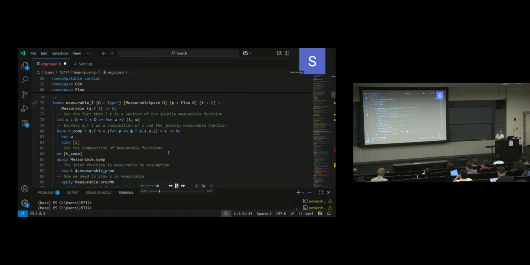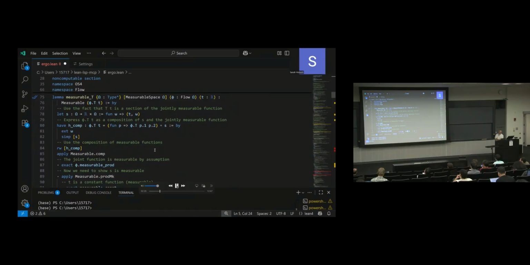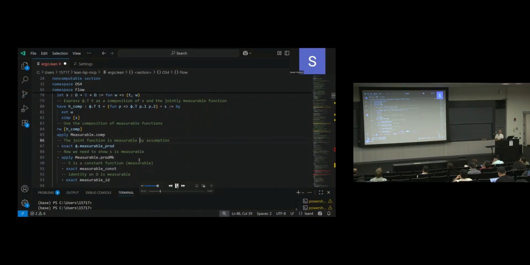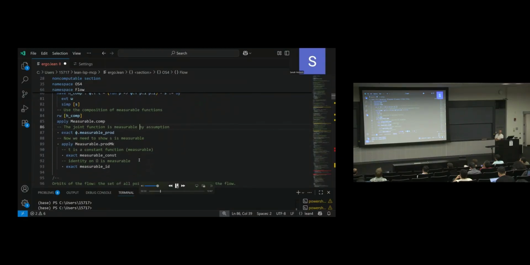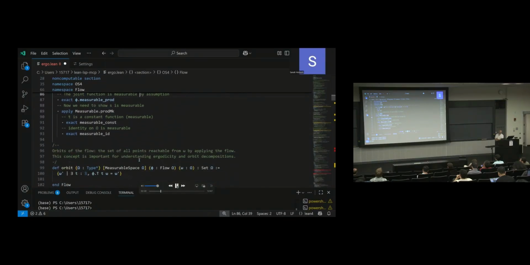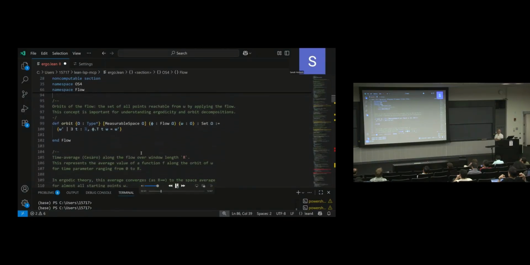Next, we have lemma measurable T, where this fixes time T and has a map omega, which goes to T sub T omega, which is measurable. The proof idea is that it is a slice of the jointly measurable map. So we build S of omega equals T omega, then T little t equals the joint map after S.